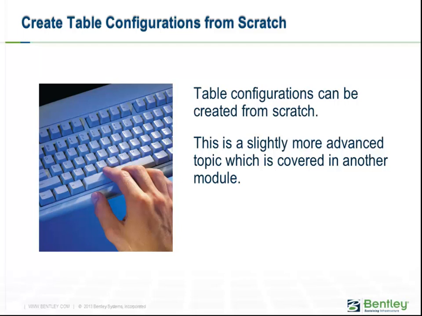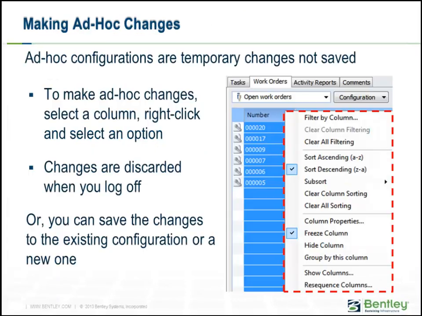Making ad hoc changes. Ad hoc configurations are temporary changes to a configuration that are not saved. You can make ad hoc changes to the configuration you are viewing, including changing what columns appear and in what order, changing the filtering criteria, changing the sorting criteria, and changing column formatting and grouping. Ad hoc changes do not change the properties of the table configuration. The configuration will return to its previous appearance the next time you view it.